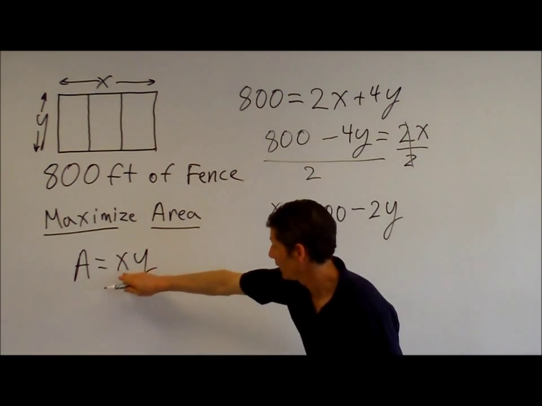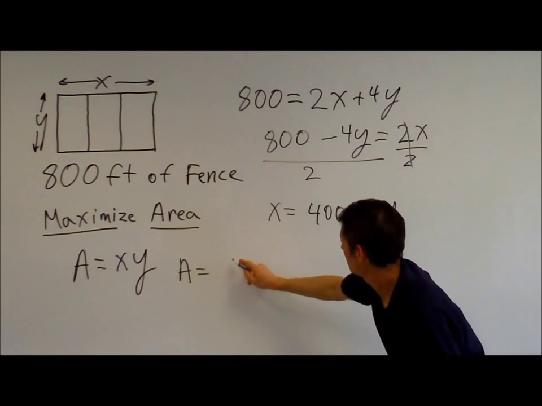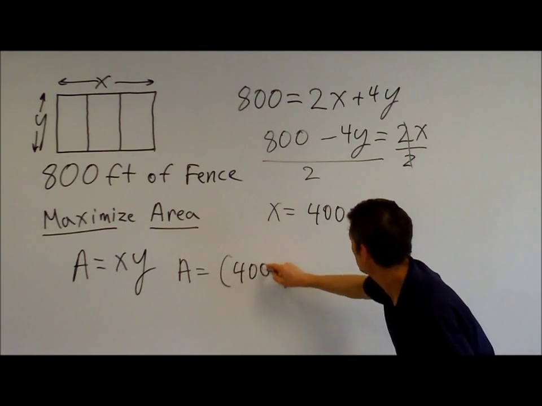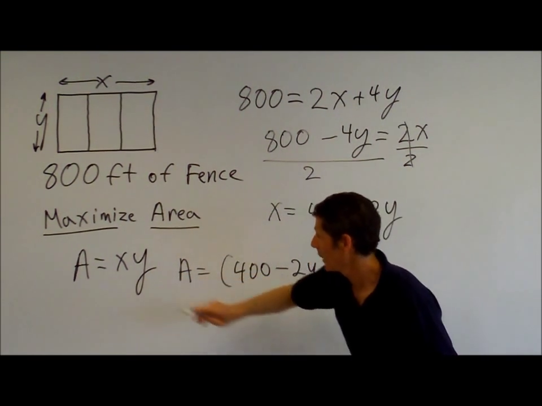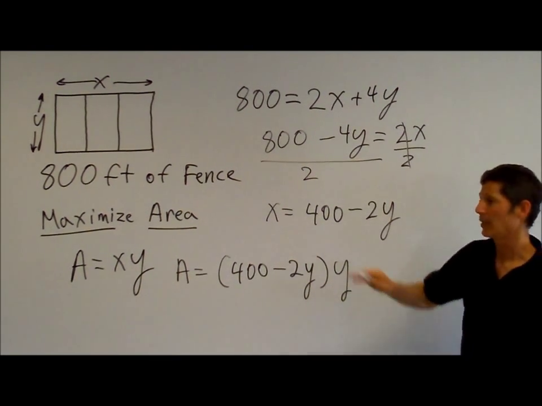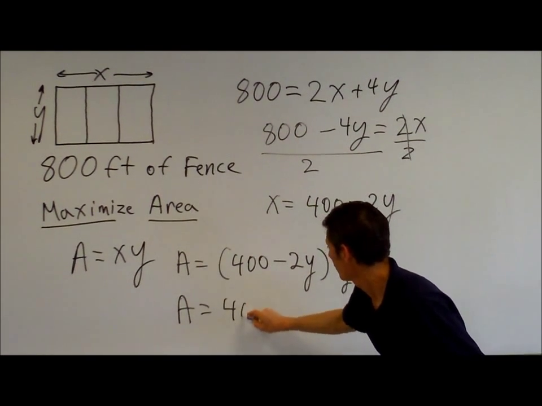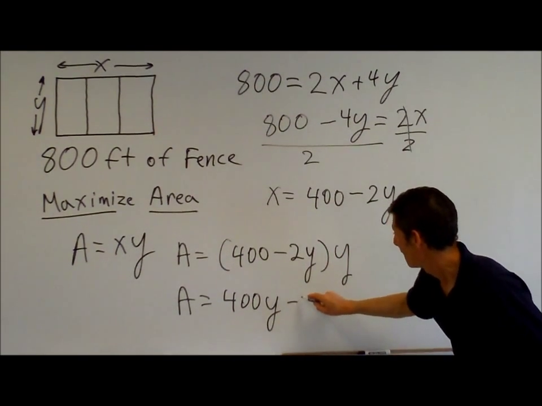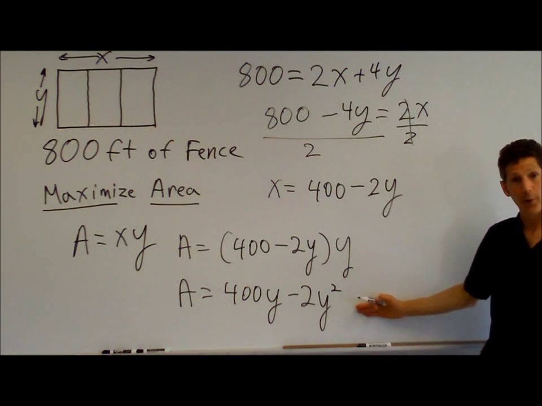I'm going to fill it in for x right there. So my area, instead of writing x, I have this whole business, 400 minus 2y. So you're just substituting that in there. I did, and I still have another y. So this is my x times y. I think I can distribute that y. Area equals 400y minus 2y squared. One lovely equation with one variable in it.